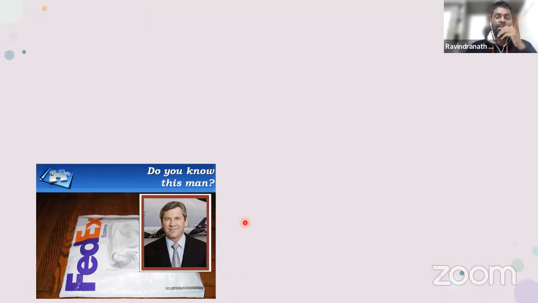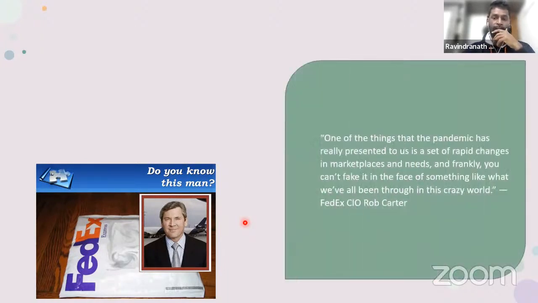Taking that case into consideration, these guys have shown their bravery. Fortune favors the brave. They have taken their guts out. They have implemented Scrum, irrespective of pandemic, non-pandemic, in-person, remote. Everybody in FedEx was working from home. And they're implementing SAFe. By doing this, let's hear what he says. One of the things that the pandemic has really presented to us is a set of rapid changes in the marketplaces and needs.